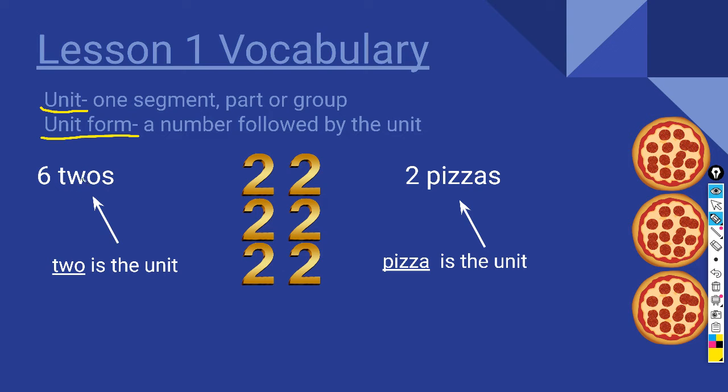Okay? Another example, and this actually should be 3 pizzas, okay? So over here we have 3 pizzas. Pizza is the unit, okay? So that's what each part is. It's a pizza. And we have 3 of them. So in unit form, it's written 3 pizzas, the number followed by the word in unit form. And if you ever forget what unit form is, remember it's in that vocabulary document.